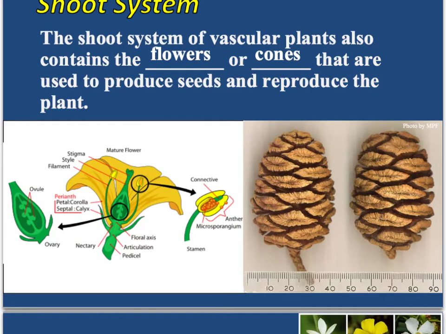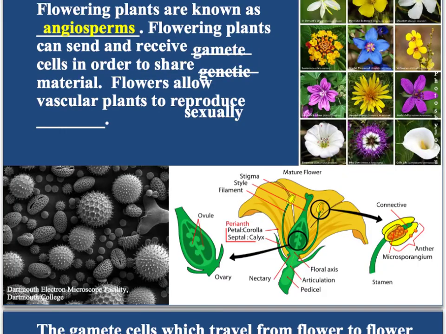The shoot system in vascular plants contains flowers or cones, not both, that are used to produce seeds and reproduce in the plant. The flowering plants are called angiosperms. That's a new vocab word. Angiosperms are flowering plants. They will send and receive gamete cells in order to share the genetic material. If they are reproducing through flowers, they are reproducing sexually.